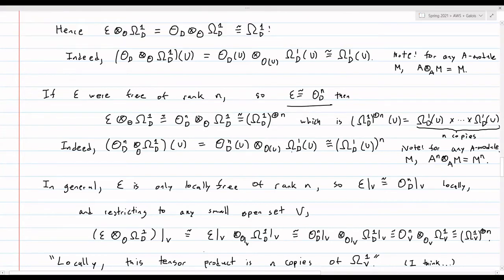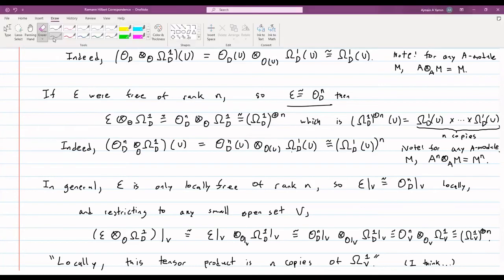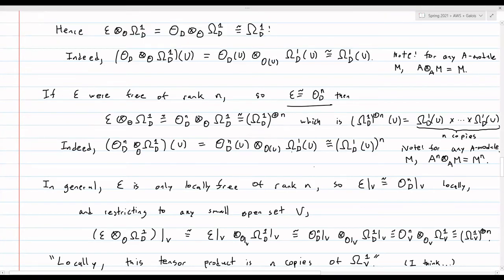So E is isomorphic to the sheaf OD to the n. And then if you look at what this tensor product looks like, it just looks like OD to the n tensor the one forms, and that is just going to be n copies of the one forms. So if I have a free sheaf of rank n, then this tensor product is just n tuples of one forms, right? So what is this? N-fold direct sum of omega D1. Locally, it looks like n copies of omega D1.